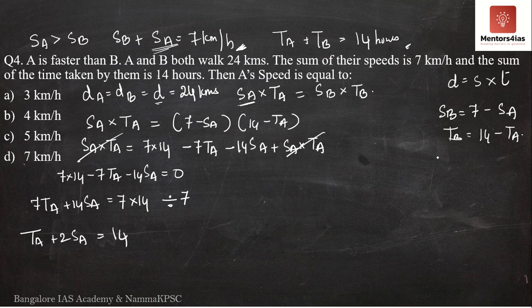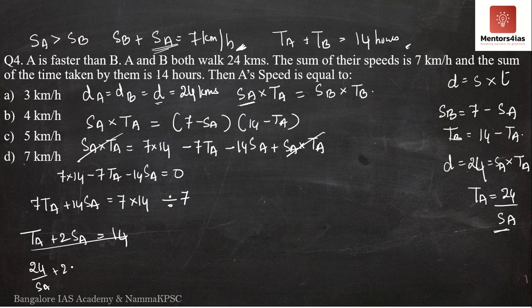I did mention, or it is clear to you, that distance is equal to what? Speed into time, where distance is nothing but 24 kilometers. This is equal to SA into TA. So 24 is equal to SA into TA. Then can I write TA as 24 by SA? Correct? TA, I can write as 24 by SA. So now I will substitute TA as 24 by SA in this equation. So I will write 24 by SA plus 2SA is equal to 14.